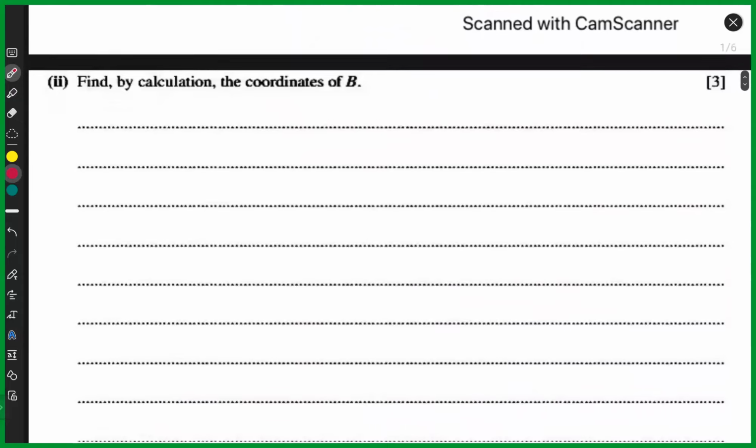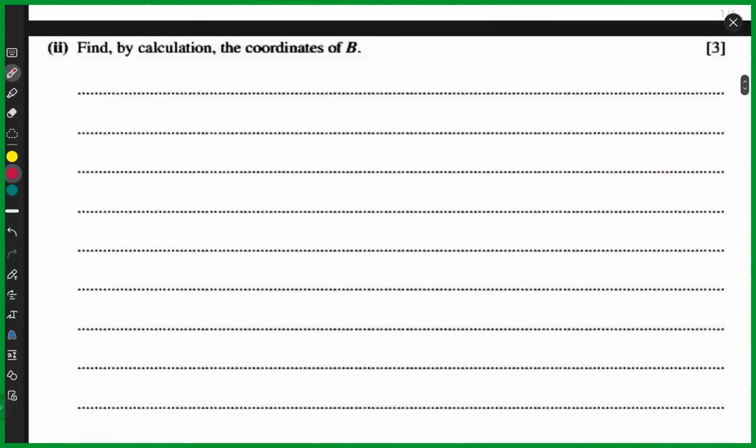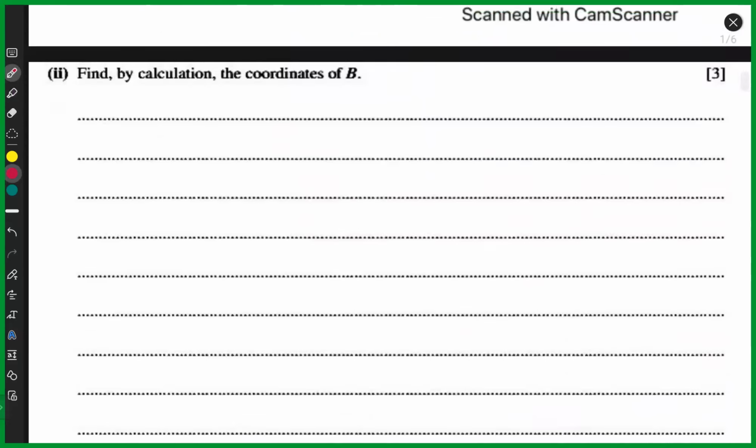Okay, let's talk about the next question now. It says, find by calculation the coordinates of B.